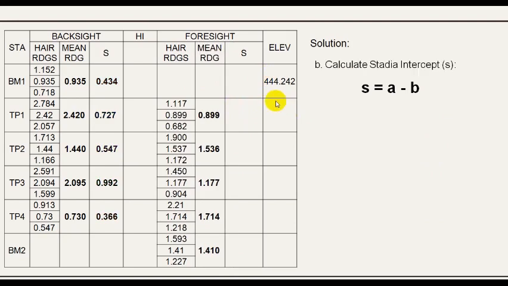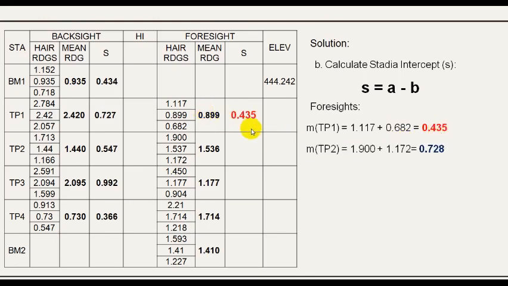After the backside, next is the foresight. We will compute the stadia intercept for the foresight as well, with the same logic as the backside computation. So for the stadia intercept at PP1, 1.117 minus 0.682, which is equal to 0.435.